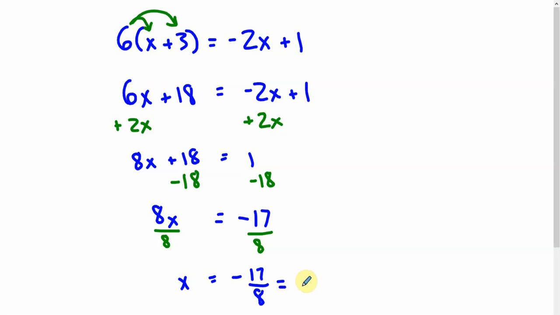As usual, this is a mixed number. I can write it as, what would that be, negative 2 1/8. Or I could write negative 2.125. These are all equivalent. All are equally correct. Okay.